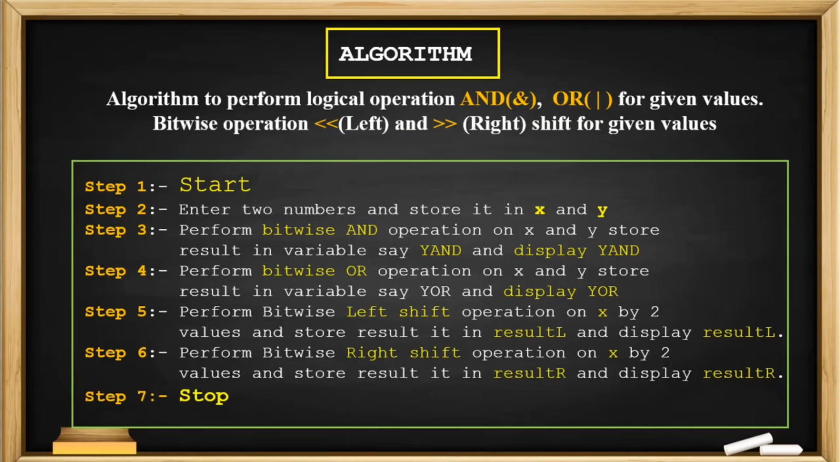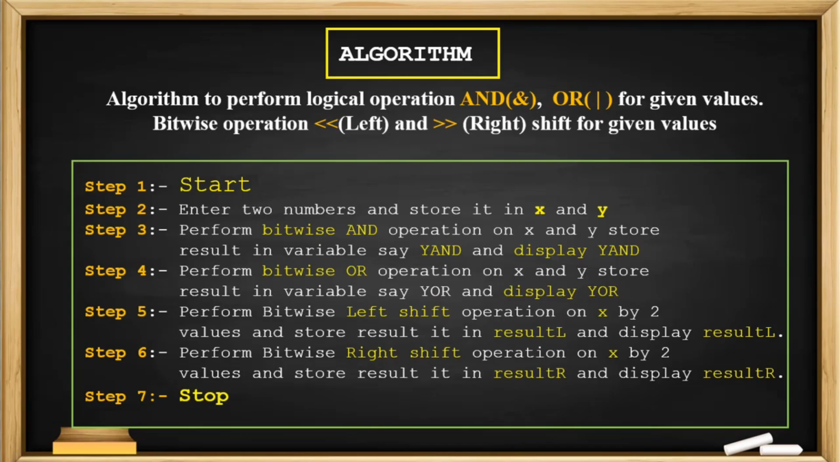So, step 1 is the start. In step 2, we shall read two values from user and store them in variables x and y. In step 3, we shall perform bitwise AND operation on variables x and y and display its result.